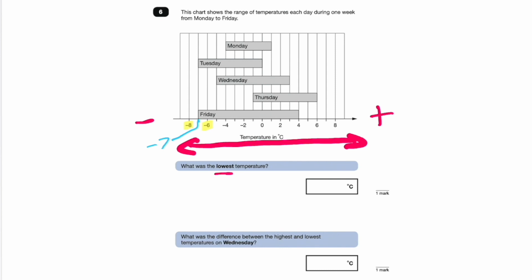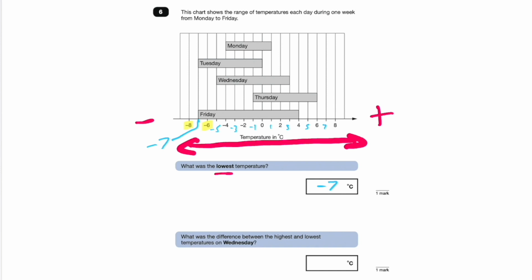Again, another very classic thing that they like to do on SATs papers, where they give you a chart with missing values. Some people like to fill those values in, so I might do that now. -5 here, -3, -1, 1, 3, 5, 7. That'll just help me avoid making any more small mistakes. So what is the lowest temperature? We have -7.